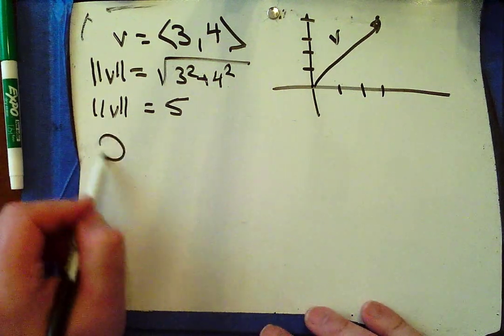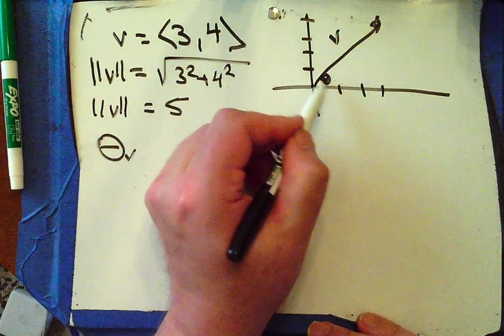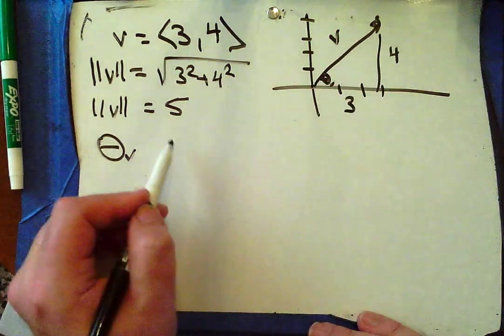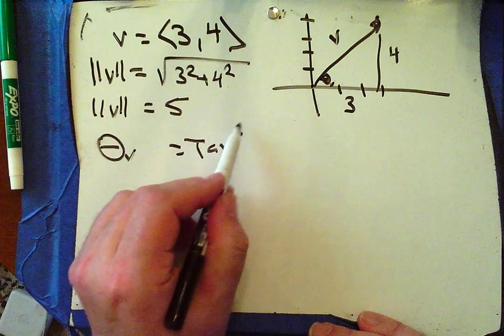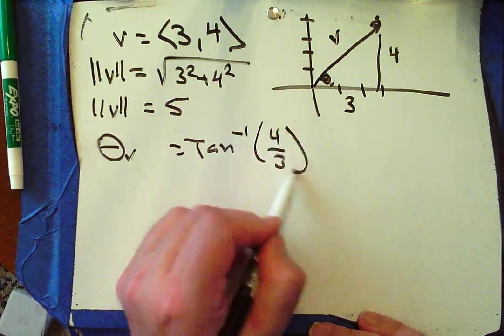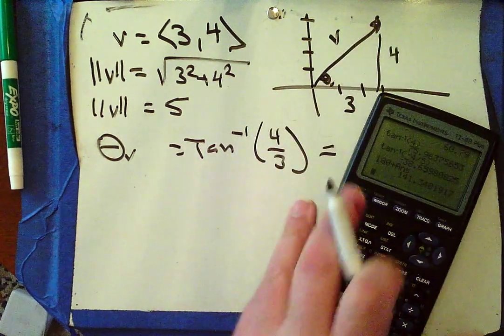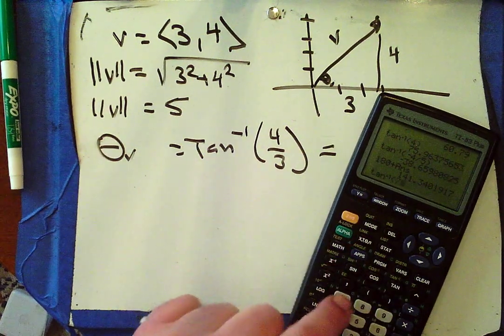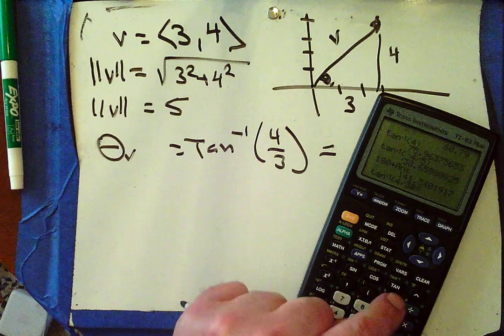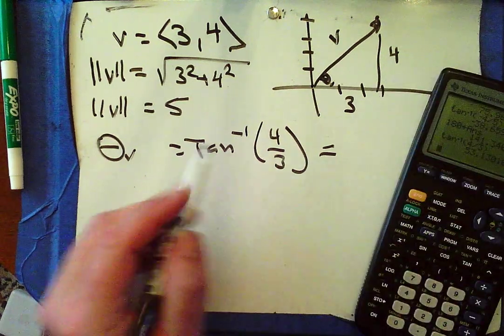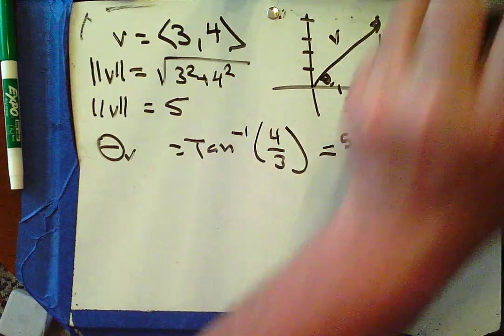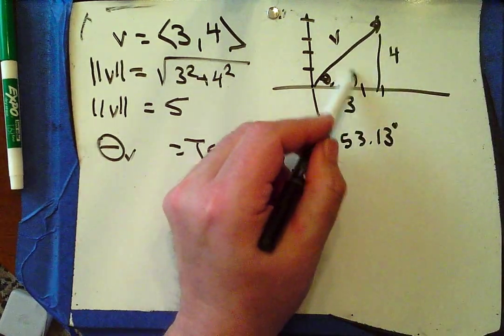And then I also need theta v. And there's theta v there. This is 4, this is 3, and so I'm going to say the inverse tangent of 4 over 3. I'll pull out my calculator, and I'll do inverse tangent 4 divided by 3, and I get 53.13 degrees.